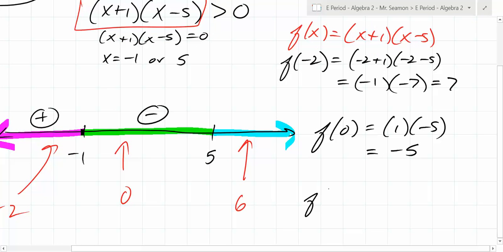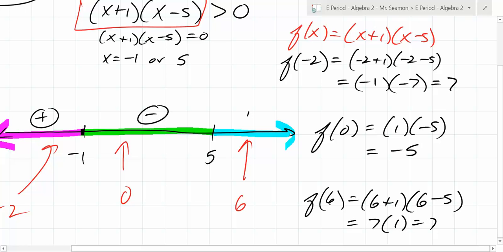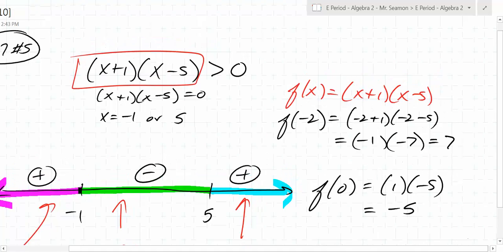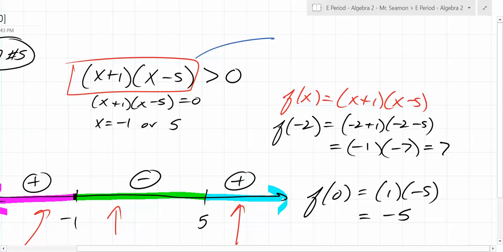And then you have to do f of what? F of 6. So that's going to be 6 plus 1 times 6 minus 5, which is 7 times 1, which is 7. So that's going to be positive. So to answer this question, where is this greater than 0? Can someone tell me? When x is less than -1, or when x is greater than 5. Done. There's your answer right there.